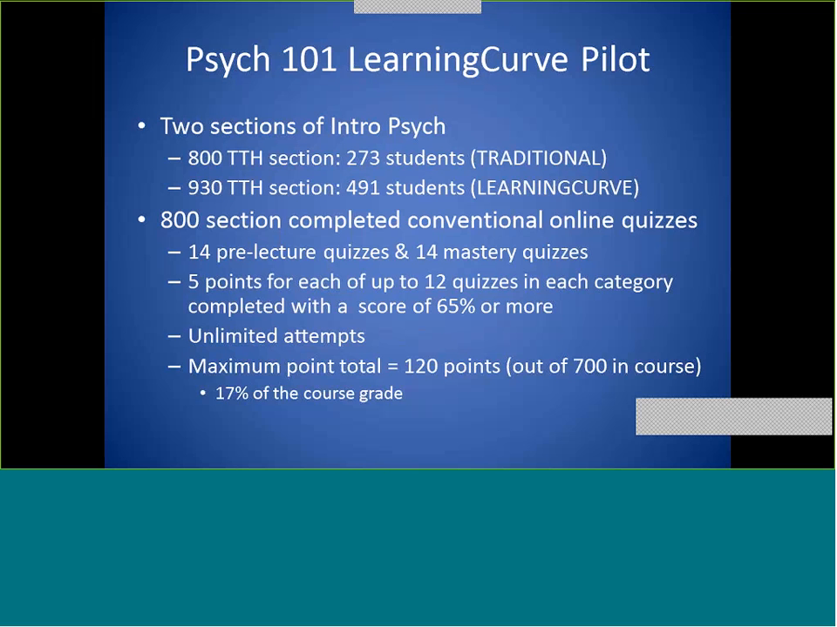So for the 8 o'clock section, we had 14 chapters worth of pre-lecture quizzes and then 14 mastery quizzes. The scoring is set up there. I made it so that you didn't really need to know much of anything, right, to get credit. I'll give you 5 points, even if you get to like a D level, right?